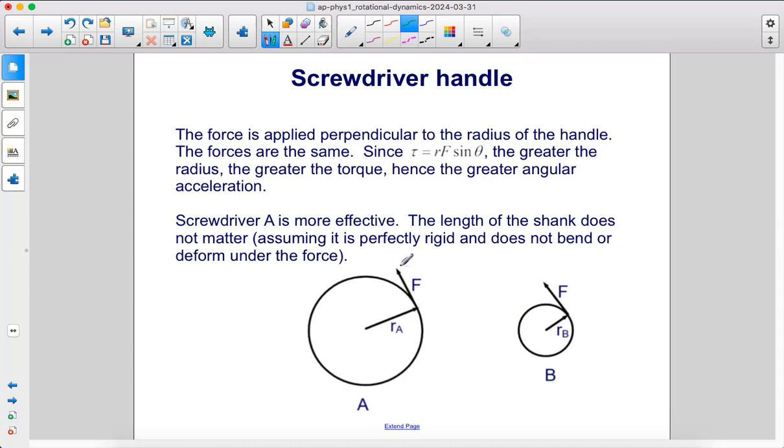The force is applied perpendicular to the radius of the handle. The forces are the same. Since torque equals r F sine theta, the greater the radius, the greater the distance between where the force is applied and the axis of rotation, the greater the torque, and hence the greater the angular acceleration. Screwdriver A is more effective. The length of the shank does not matter, assuming it is perfectly rigid and does not bend or deform under the force. The wider the screwdriver handle, the easier it will be to use.